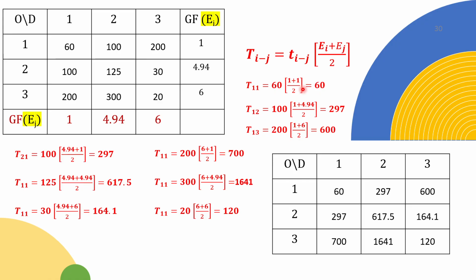And do the same for all the rows. So you will get the values as 297, 617.5, 164.1 and so on. So for every trip between I and J, just multiply the present trip with the average of the EI and EJ. So this is our iteration number 1. Now we got a new OD matrix.